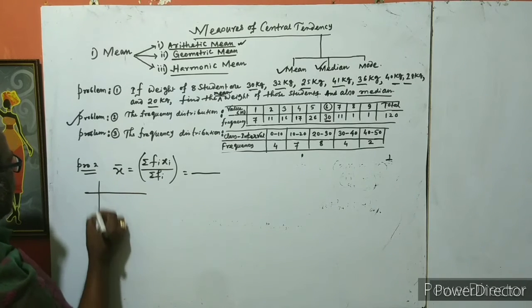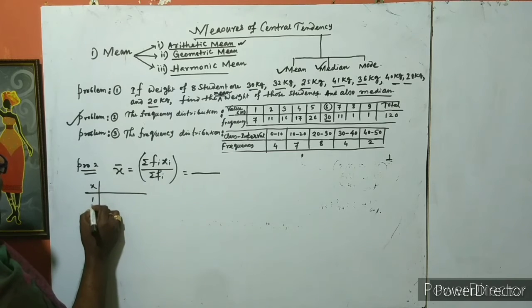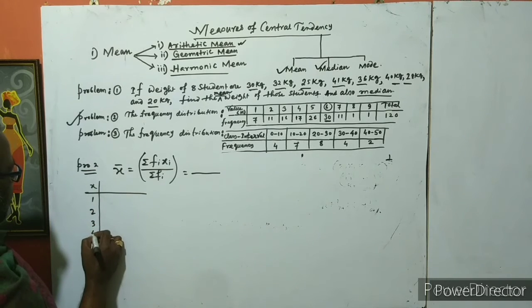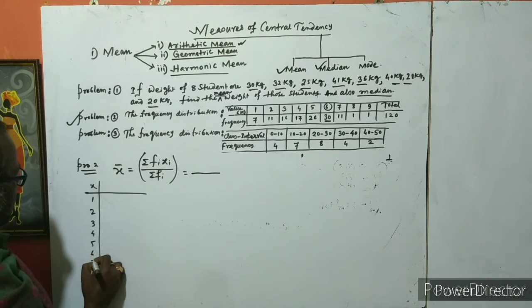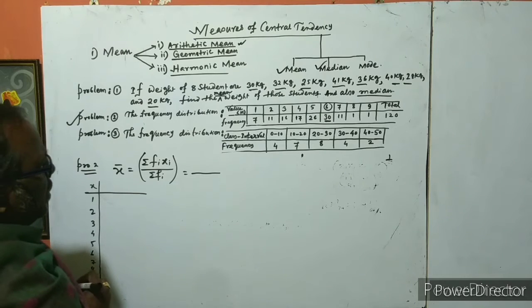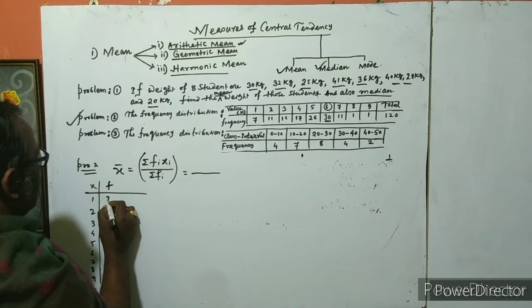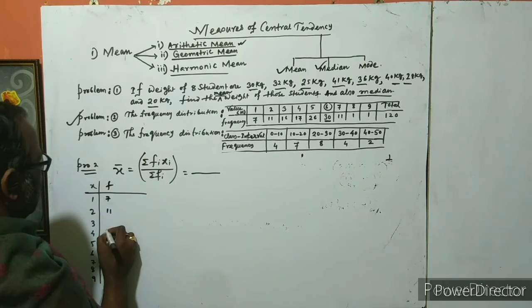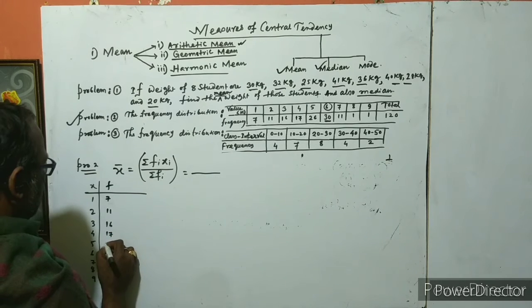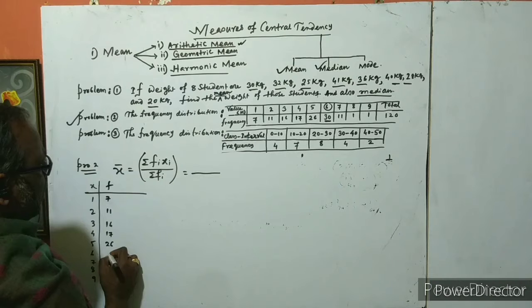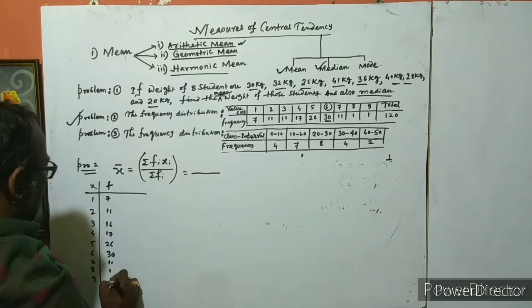Now see, x takes the values 1, 2, 3, 4, 5, 6, 7, 8, and 9 also. And the frequencies f are 7, 11, 16, 17, 26, 30, 11, 1, and 1.